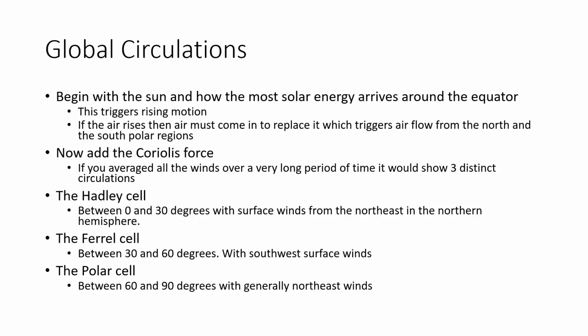However, we have a rotating Earth. So that causes three different, what we call cells to form. Three different major circulation systems. The Hadley cell, which is basically in the northern hemisphere, is northeast winds down between 0 and 30 degrees north. If you go in the southern hemisphere, it's southeast winds at about the same location.